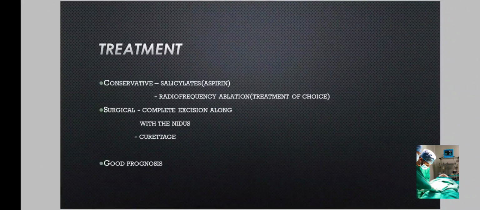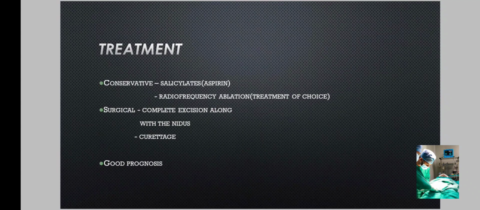Now comes the treatment. As we have already discussed, the pain is relieved by salicylates, mostly aspirin, but aspirin has its own side effects and these are only symptomatic. So if you are asked about the treatment of choice for osteoid osteoma, the answer is radiofrequency ablation technique. Now comes the surgery.